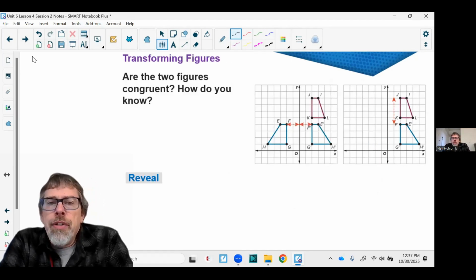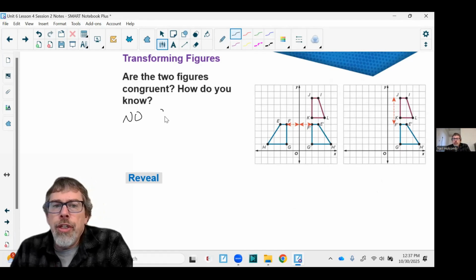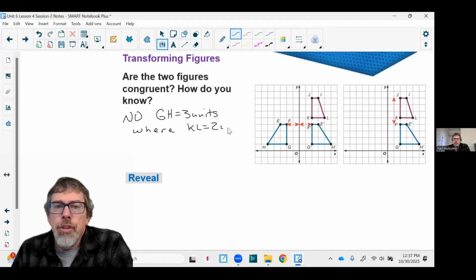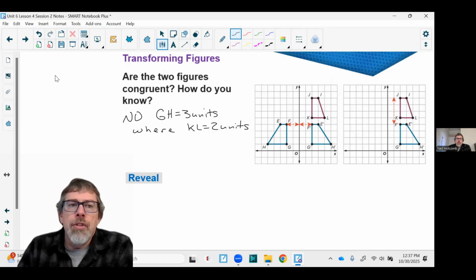Okay? So are the 2 figures congruent? And how do you know? And the answer is no. We already stated GH equals 3 units, where KL equals 2 units. And when we do 2 transformations, those 2 should correspond. And to be congruent, they have to be the same length. So the answer is no.